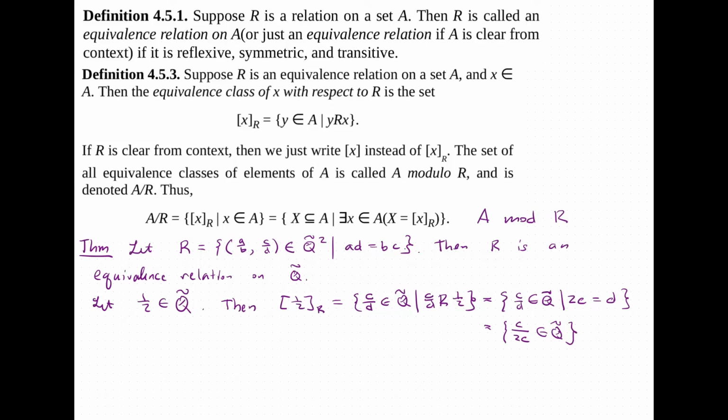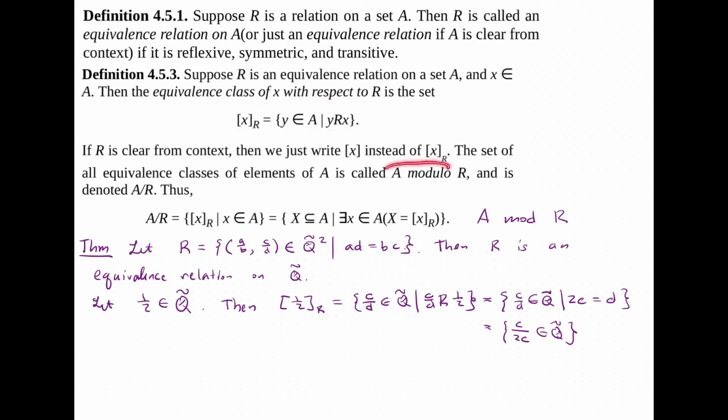But either way, we now have that 2/4 is in here. If we plug in C equal to 2, we get 2/4. We also have 3/6, and so on and so forth. And so we see that this, the class of 1/2 under R, is encompassing all the fractions that we know are equal to 1/2. But now we have this in set notation. So that's the first definition.